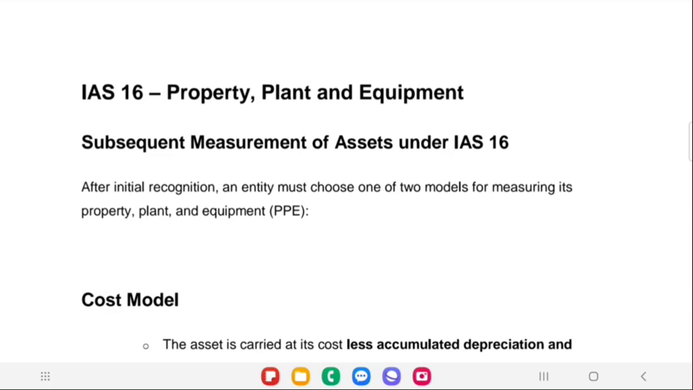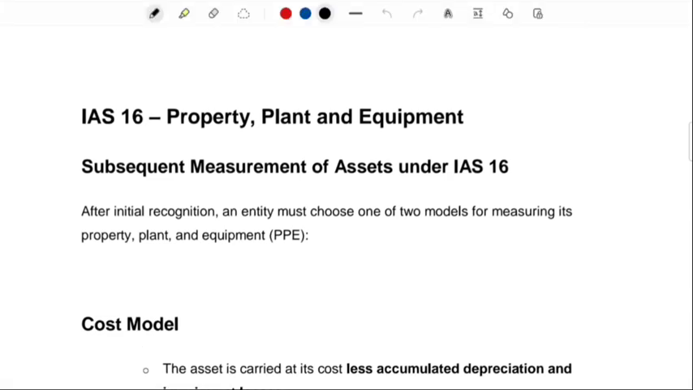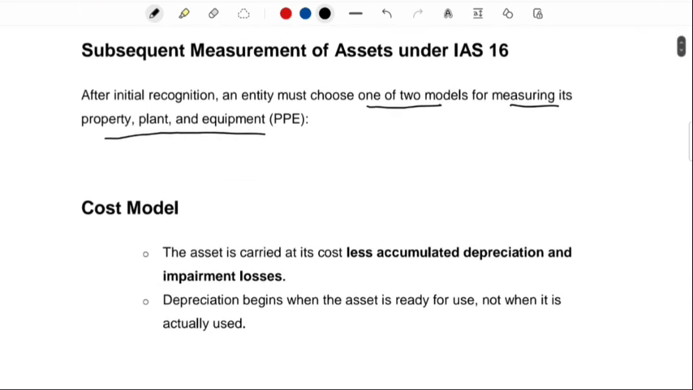So IAS 16 basically gives a choice to the entity to choose one of two models for measuring its property, plant, and equipment. So, the first model is known as the cost model. Under cost model, the asset is going to be carried at its cost, which is the initial cost at which the asset is recognized, less, so you will deduct the accumulated depreciation, which means the total depreciation on the asset, and impairment loss.